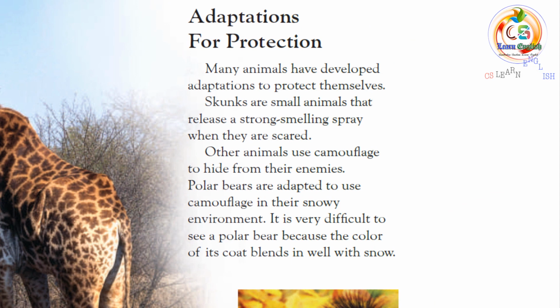Adaptations for protection. Many animals have developed adaptations to protect themselves. Skunks are small animals that release a strong-smelling spray when they are scared. Other animals use camouflage to hide from their enemies. Polar bears are adapted to use camouflage in their snowy environment. It is very difficult to see a polar bear because the color of its coat blends in well with snow.